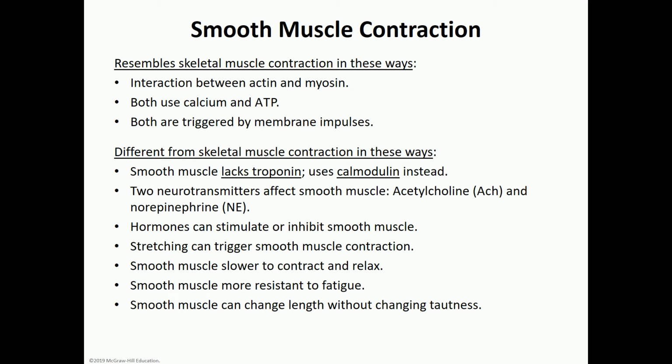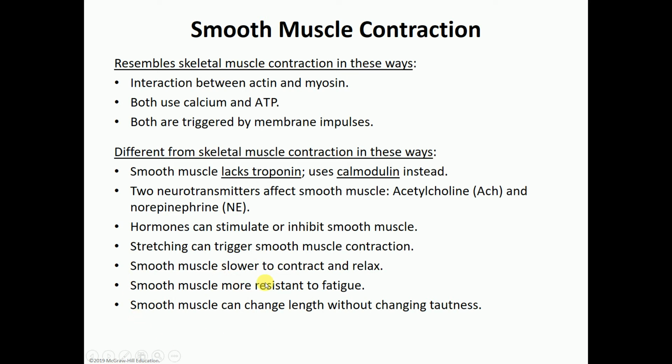Hormones can stimulate or inhibit smooth muscle fibers. So you will see, for example, that norepinephrine can stimulate maybe the bronchial muscles, the muscles of the lung, while it would inhibit the muscles of the small intestine. So that same hormone can either stimulate or inhibit depending on where that muscle is. If you stretch a smooth muscle, that can lead to a contraction. So when the contents pass through the small intestine, just the fact that we've stretched the small intestine triggers a contraction.